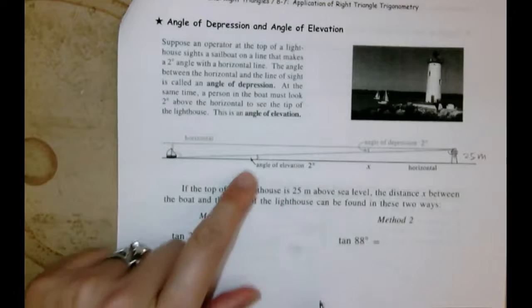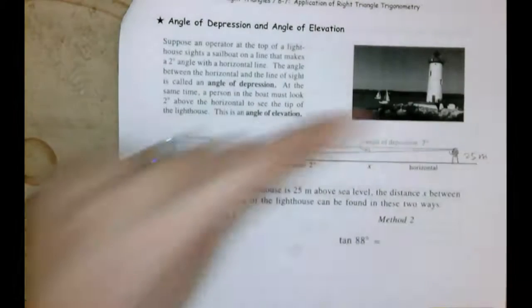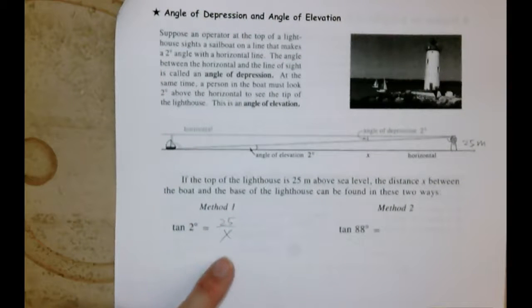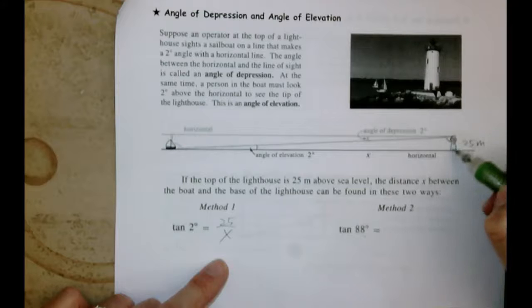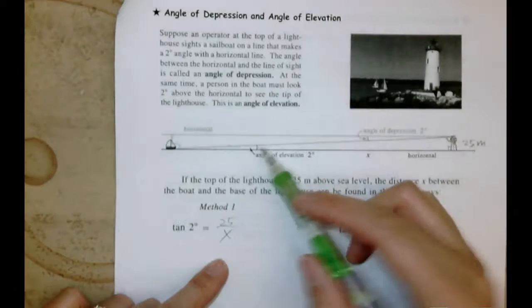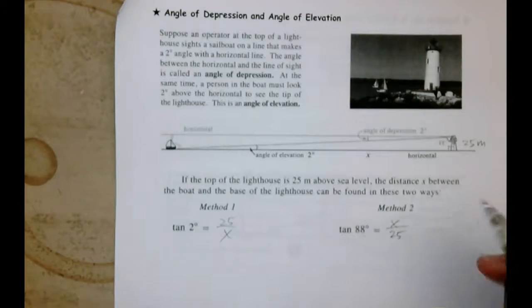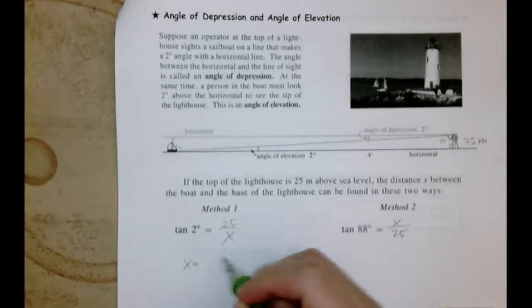So opposite over adjacent relative to this 2 degrees, opposite over adjacent. Okay, so that's using angle of elevation. Or you can use tangent of 88 degrees. The 88 degrees is this one right here, because this is 90 degrees and this is 2 degrees, this is 88, right? So tangent of 88, then it will be flipped. X is opposite and adjacent is 25. And if you solve this, in this case, x equals 25 divided by tangent of 2.